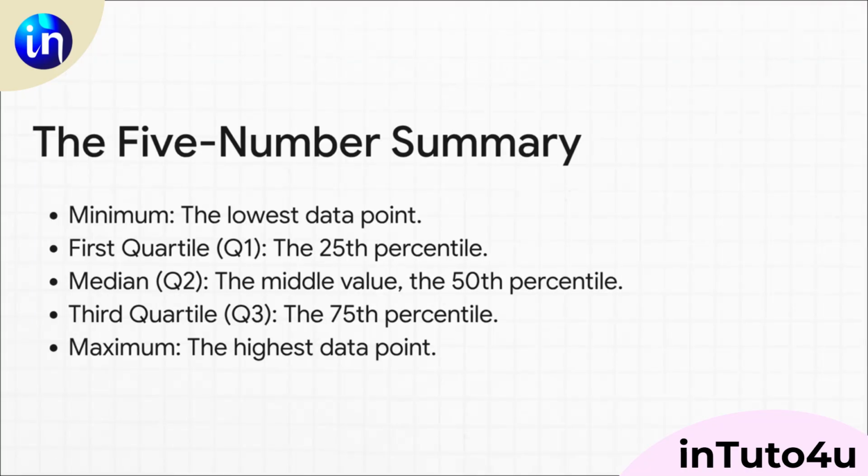So it all starts with the basics you'd expect. The lowest value, the minimum, and the highest value, the maximum. Right smack in the middle, you've got the median. That's the exact center point of your data. But the real magic happens with the first and third quartiles. Think of them as the 25% and 75% markers. Together, these 5 numbers slice your entire dataset into 4 perfectly equal chunks.